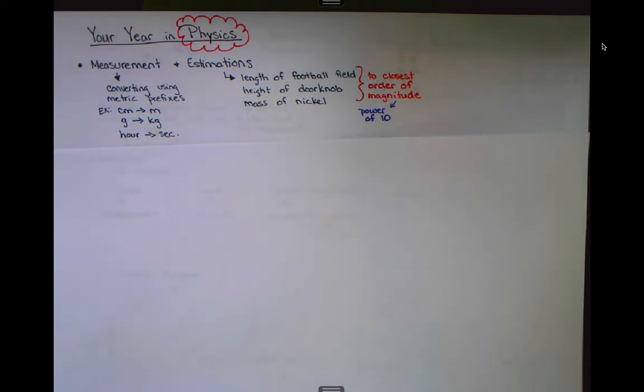estimations. So the thing with measurement was being able to convert, right, using those prefixes on the front of your reference table for the metric system, converting from centimeters to meters, grams to kilograms, hours to seconds, right, any of those. The other thing was estimations. So estimating the length or the height or the mass of different things.